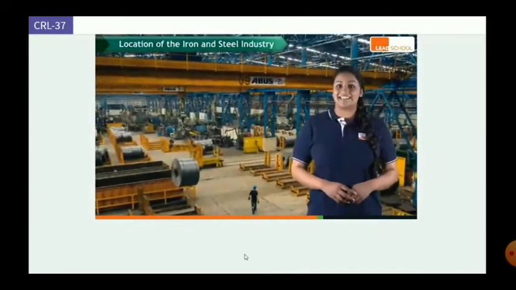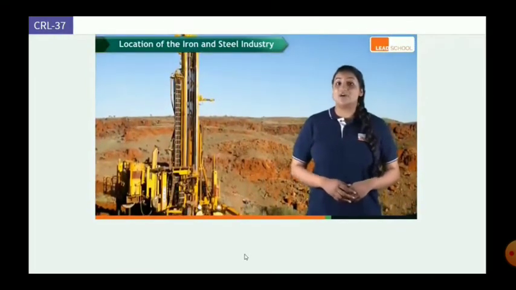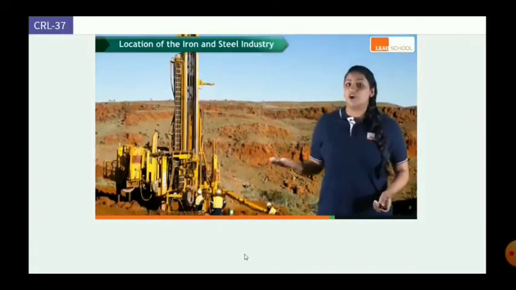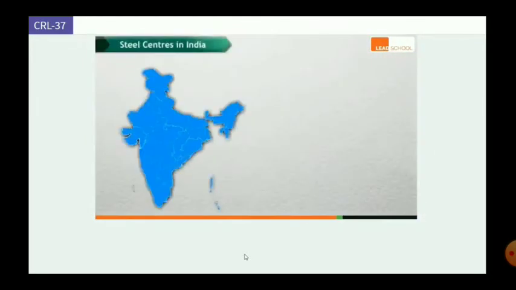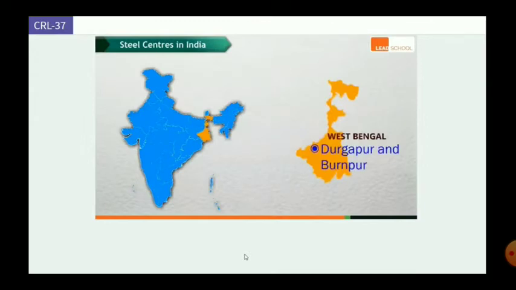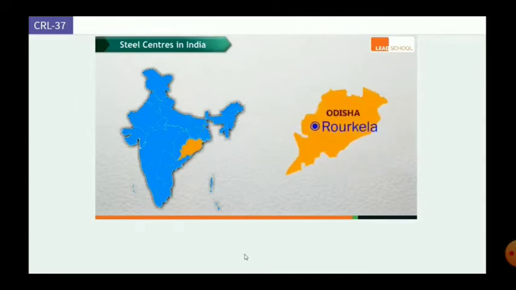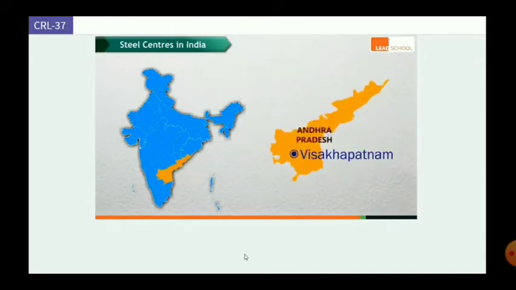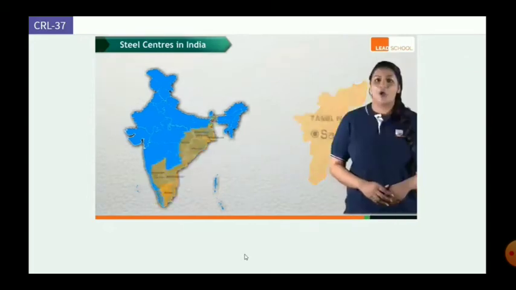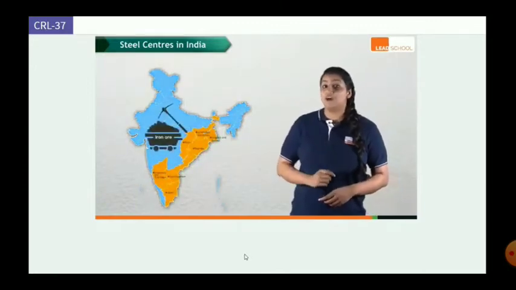Now let's see where the iron and steel industries are located in India. In India, iron and steel producing centers are located in the areas where people can find raw materials, cheap labor, transport, and a market easily. The important iron and steel producing areas in India are Bhilai in Chhattisgarh, Durgapur and Burnpur in West Bengal, Jamshedpur and Bokaro in Jharkhand, Rourkela in Odisha, Bhadravati and Vijayanagar in Karnataka, Vishakhapatnam in Andhra Pradesh, and Salem in Tamil Nadu. Most of these centers are located in the eastern part of India because iron ore is found abundantly in the region.